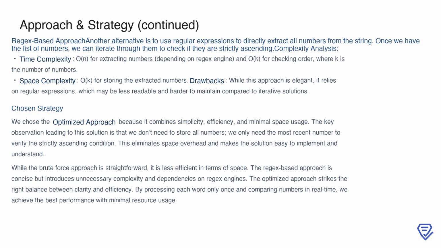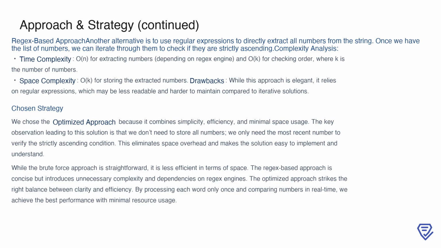Another alternative we could consider involves the use of regular expressions to extract numbers directly from the sentence. Using a regex pattern, we can identify all numeric sequences in the string and collect them into a list. Once we have this list, the approach becomes similar to the brute force method. We iterate through the numbers and verify if they are in strictly ascending order.